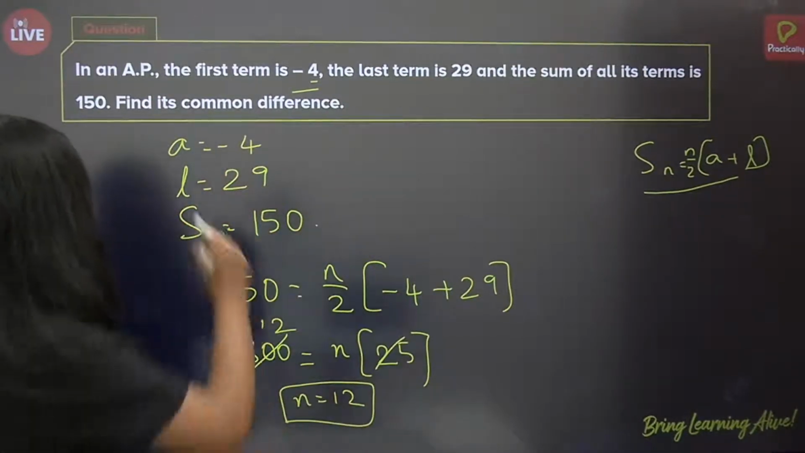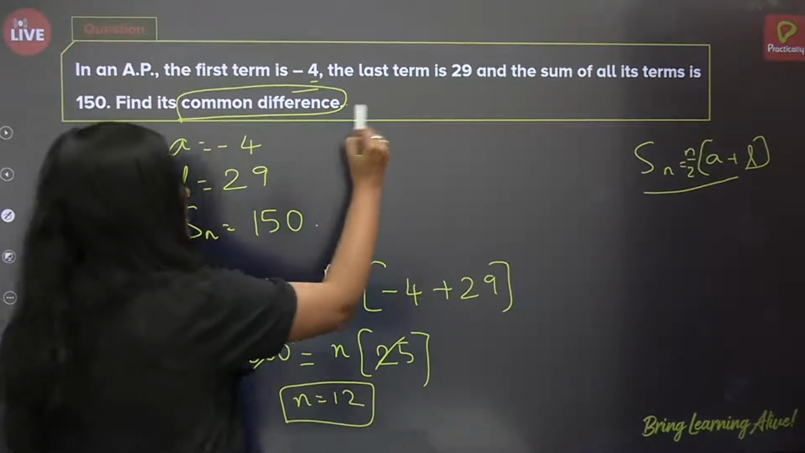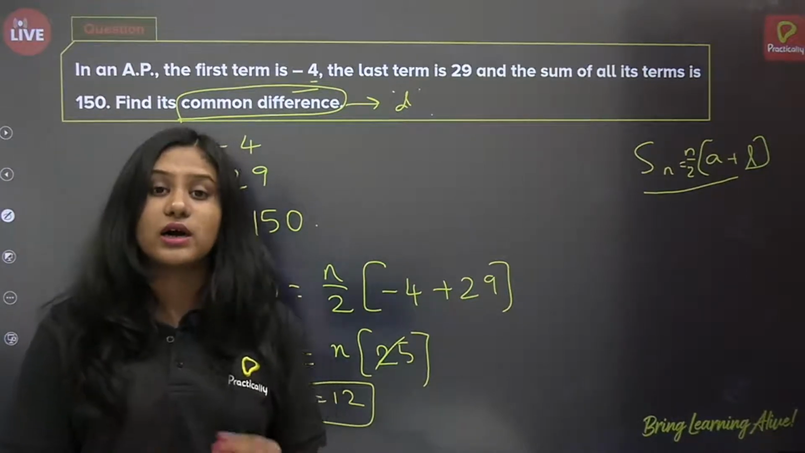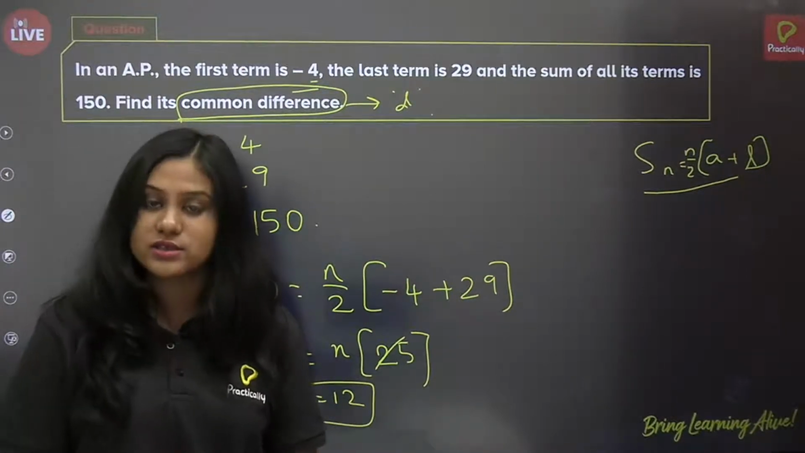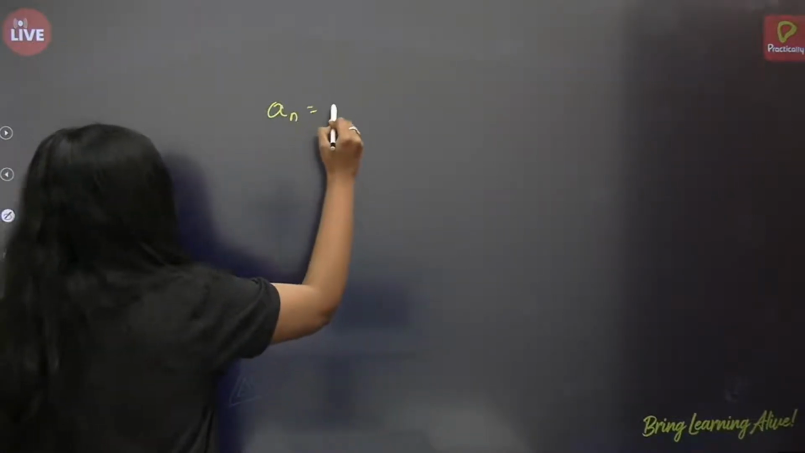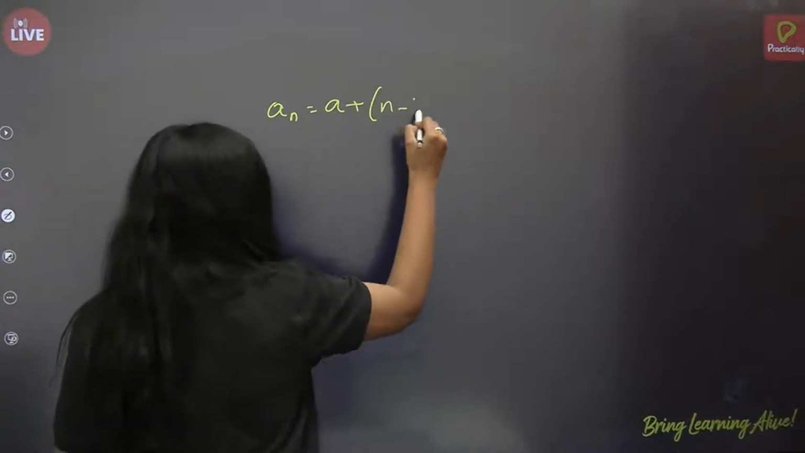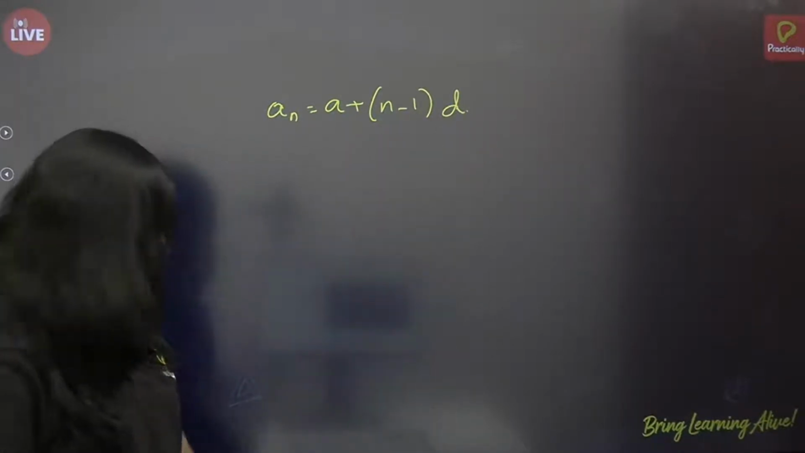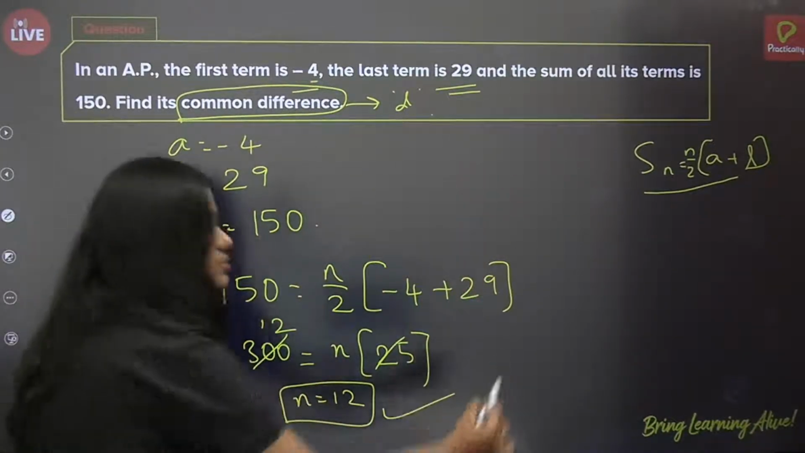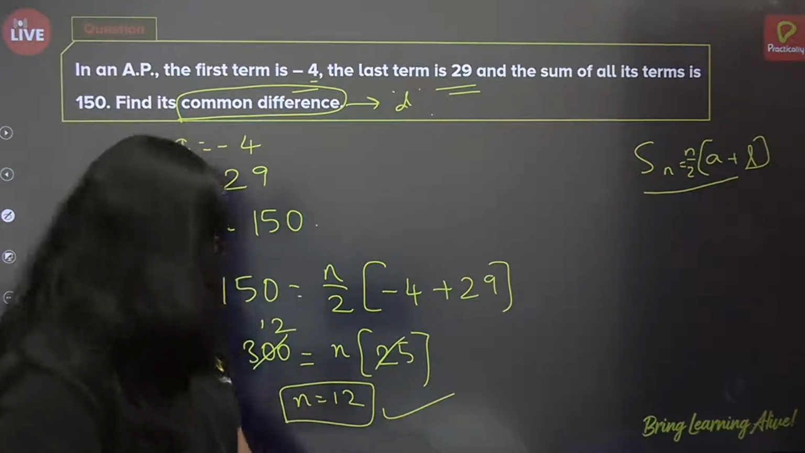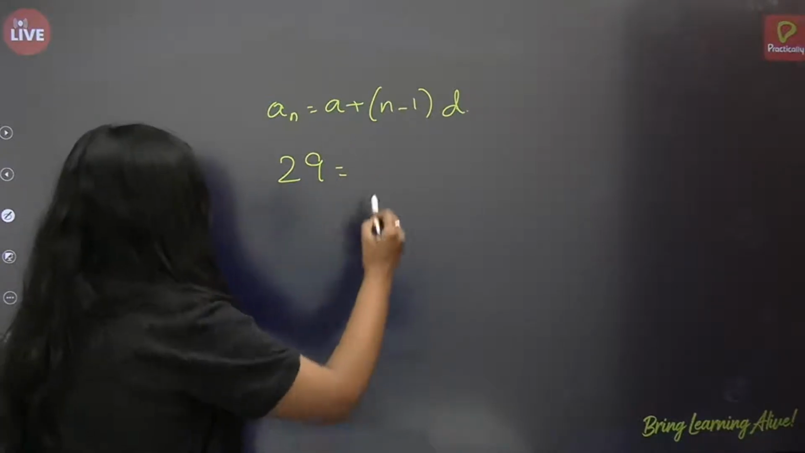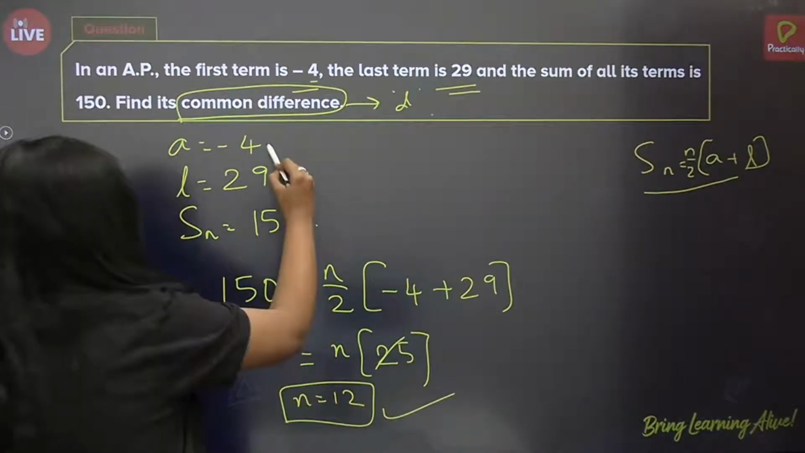But what do we have to find here? We have to find the common difference, that is the value of d. How do we do it? Can we use the nth term formula? What is the nth term formula? Let us see. an equals a plus n minus 1 into d, right? It is given that the last term is 29 and we know that the number of terms is 12. So, we can apply these, right? So, an equals 29. What is a? Minus 4.